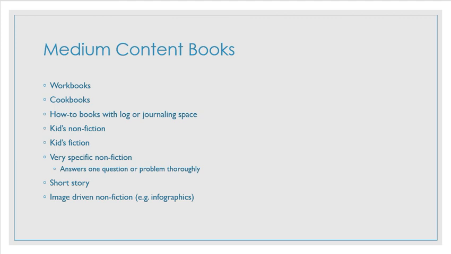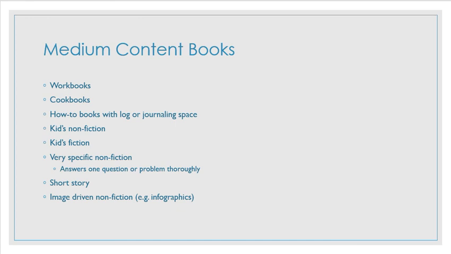If people want the information on how to do it, they'll buy it, pictures or not. You could also do how-to books that have a log or journaling space. So how to make your own herbal medicine, for example. You could give the how-to of how to make a specific type of medicine, let's say a tincture, and then you could give them space to record their own recipes and experiments and how things went.